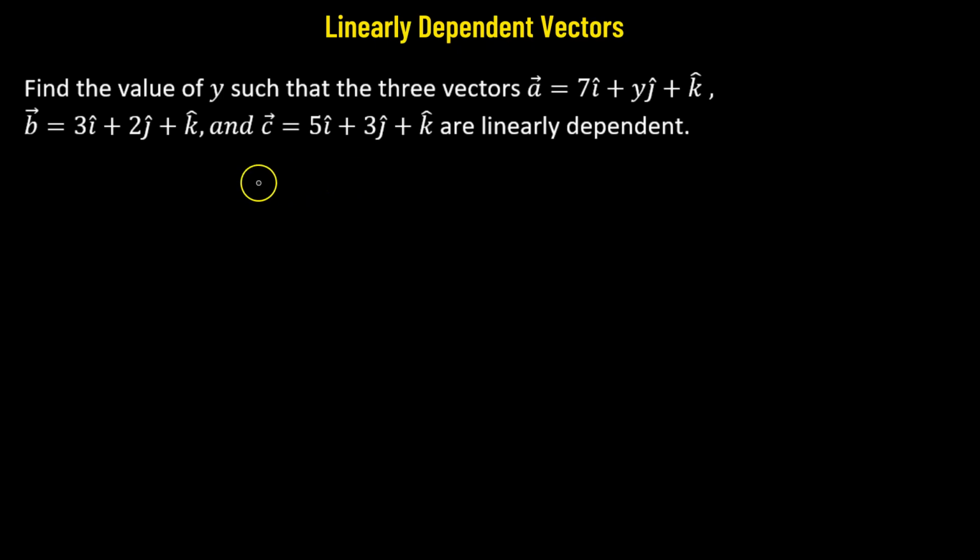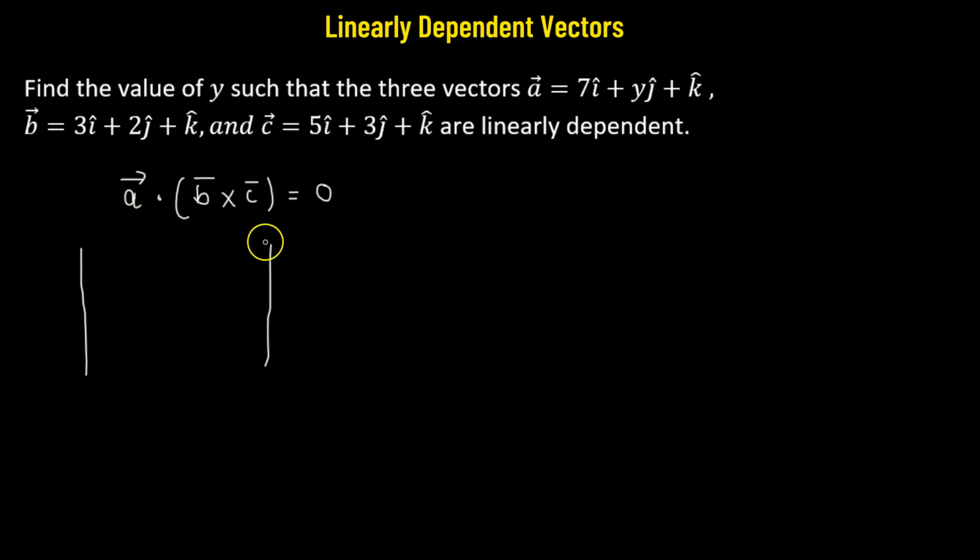Now the quickest way to check whether given three vectors are linearly dependent or not, all we have to do is take their scalar triple product. So if we take the scalar triple product of a, b, and c, then if they are linearly dependent, the value will be equal to 0. Now scalar triple product, that's simply taking the 3 by 3 determinant.